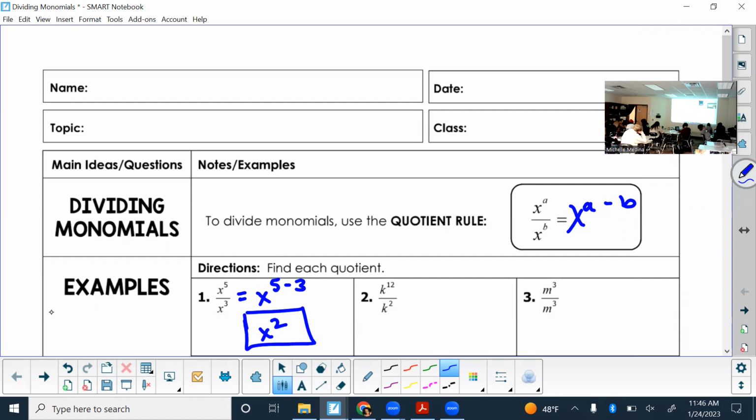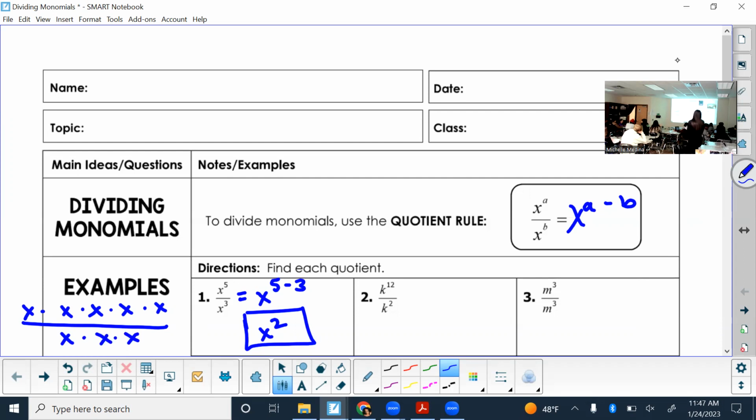All right, think of it this way. All exponents do is tell you to multiply the base by itself. So if I expand x to the 5th, it's x times x times x times x times x, 5 x's multiplied together. If I expand x cubed, what do I get? I get x times x times x.